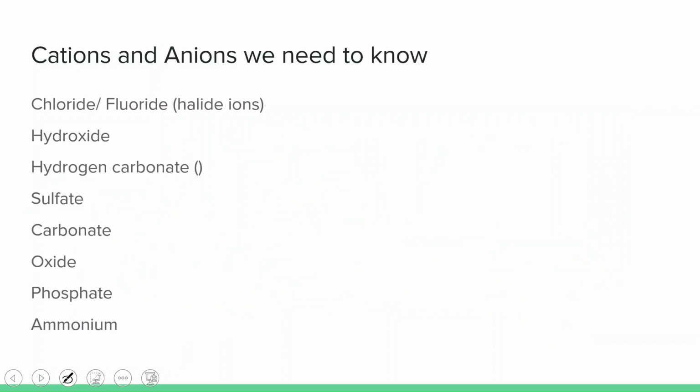All right, next. The different cations and anions that we need to know are the chloride ions and the fluoride ions, and basically they are known as the halides. So this will be Cl-, F-. They basically have a charge of 1 minus. Hydroxide is OH-, similar to chlorides, they are 1 minus in charge. Hydrogen carbonate is not necessary, but it's good to know. So HCO3-.